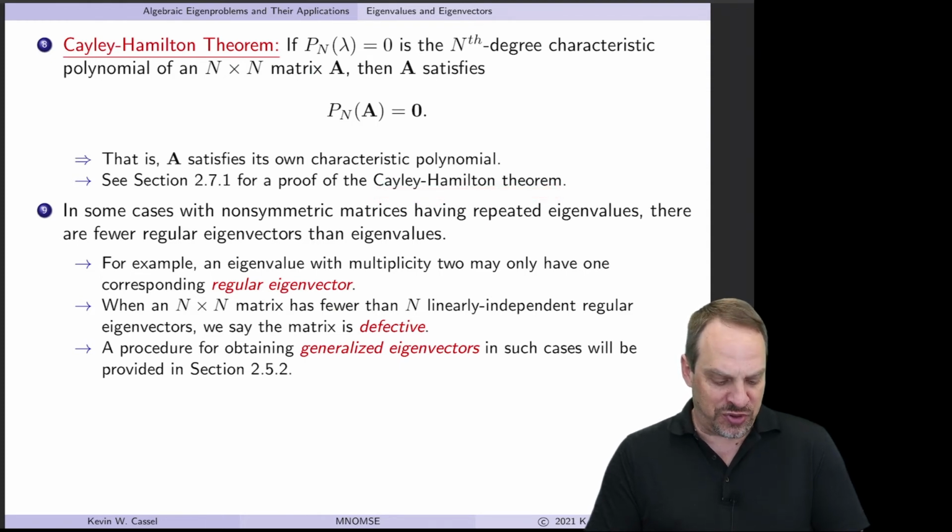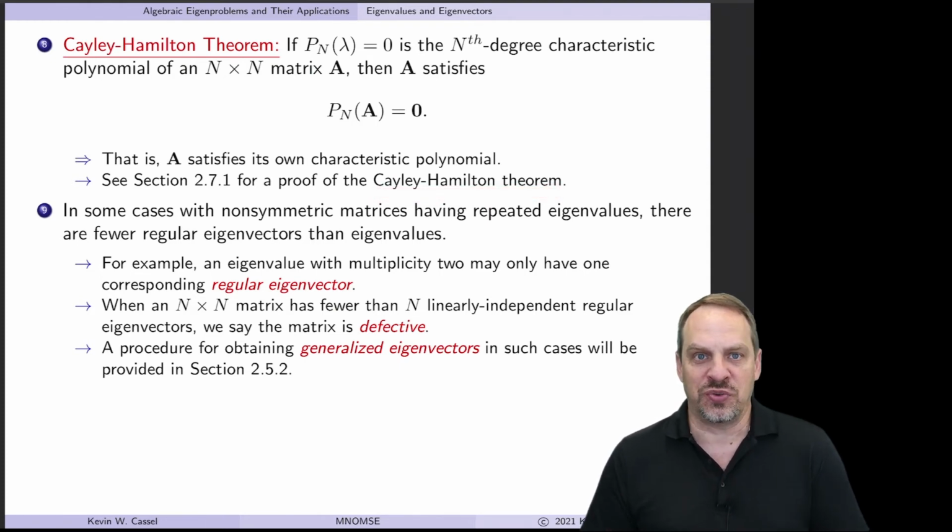There is a proof of the Cayley-Hamilton theorem in the book. It's later in this chapter, and it uses the Schur decomposition. It's a really interesting application of the Schur decomposition.